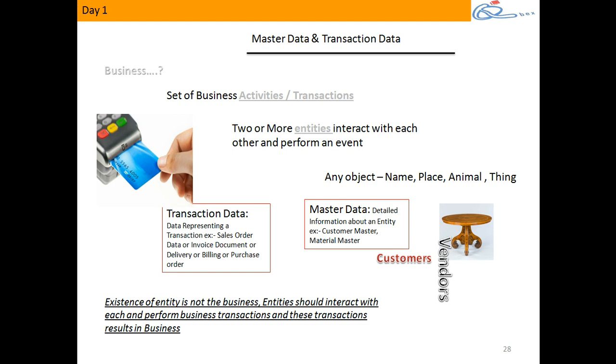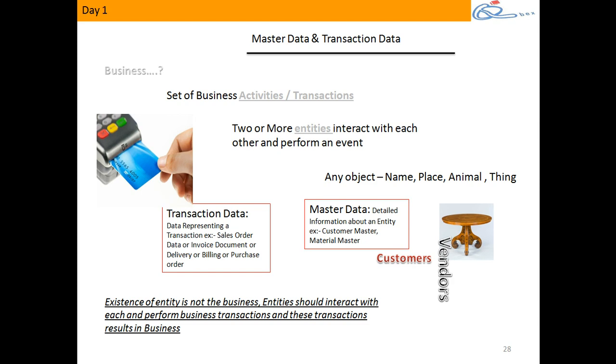The existence of an entity alone is not my business. They should come and interact, only then there is an event, and this set of events comes to what? As a business. Clear? So when two or more entities interact with each other and perform an event, that is my transaction. Any transaction you take, let's say a purchase order or a sales order, I've got a customer, I've got my own company, and someone asking for some product, all these three interacting and giving me a transaction. Any transaction you take, at least two entities are involved.